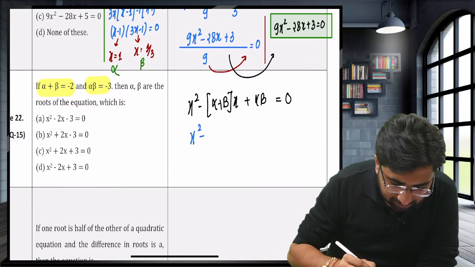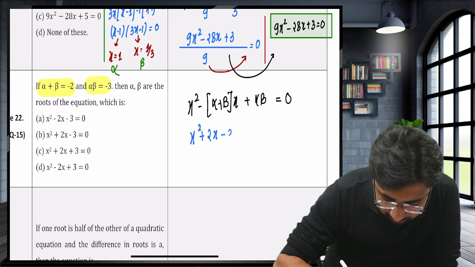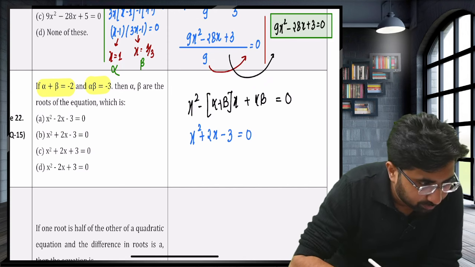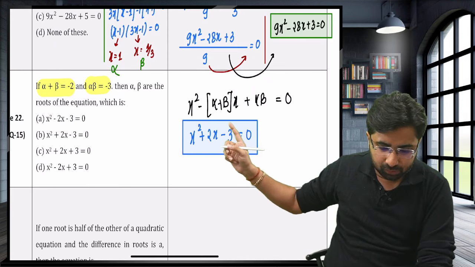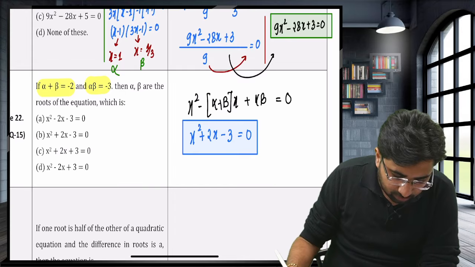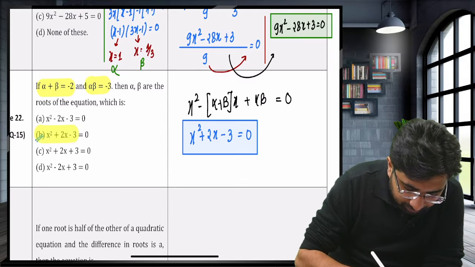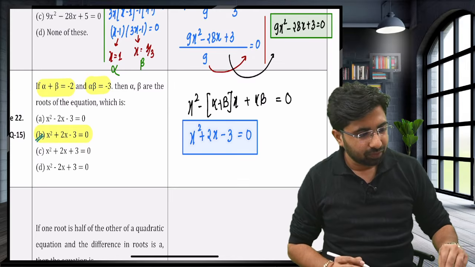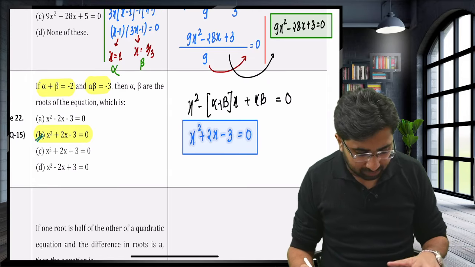x square minus of minus 2 plus 2x plus minus minus product of the roots is equals to 0. Everybody, so the option will be x square plus 2x minus 3. Option B will be the correct answer. Guys, option B will be the correct answer. Can I move forward? Yes, Aman sir.